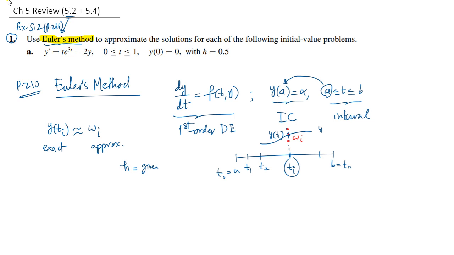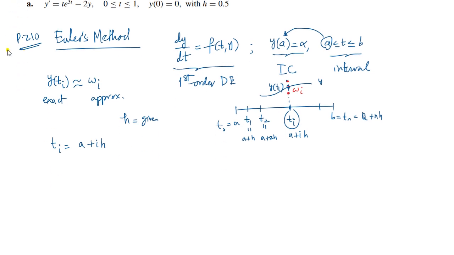So first of all, if h is given, you will find t_i by a plus ih. You see, if I add 1, t1 will be a plus 1h. t2 will be a plus 2h. So if I keep on adding, it gives you a plus ih, and the last one will be a plus nh, which will be equal to b, right? We can also write it as b minus a by n if you want to find h.